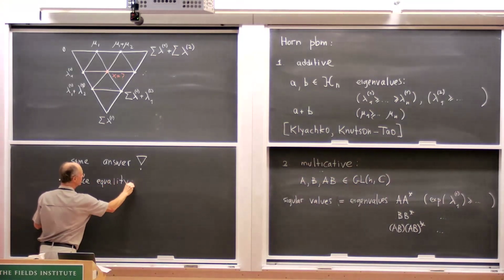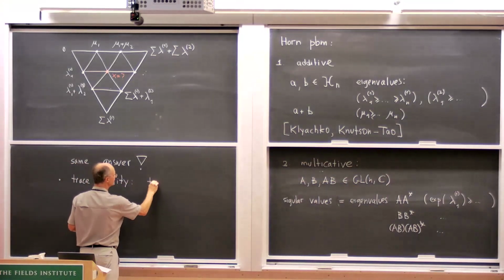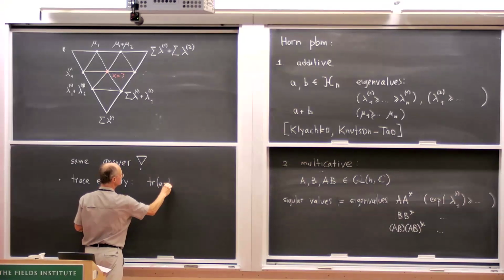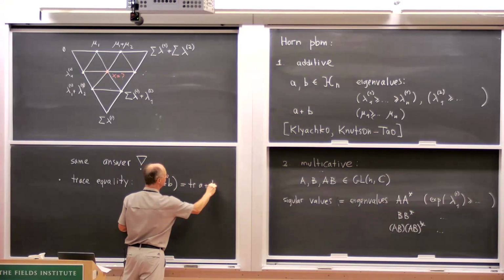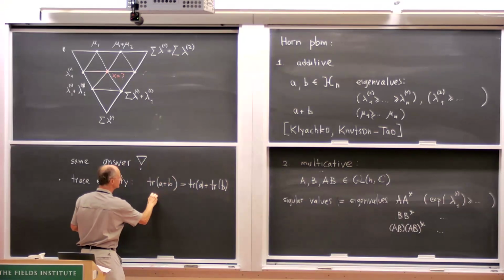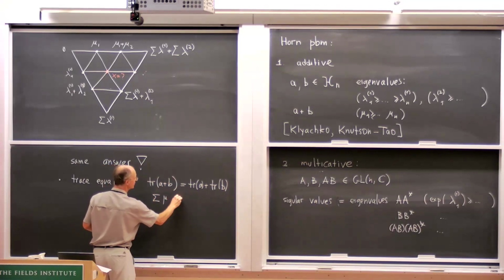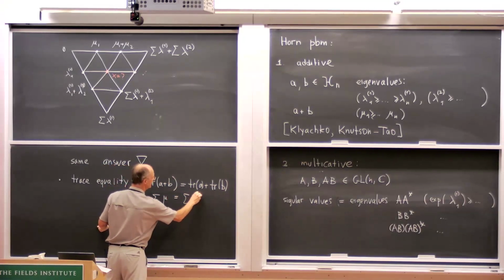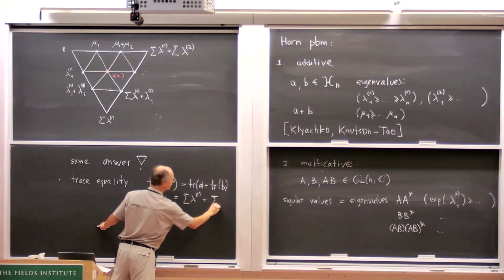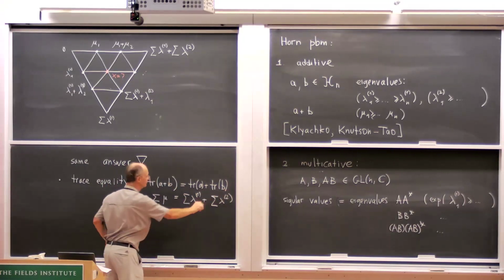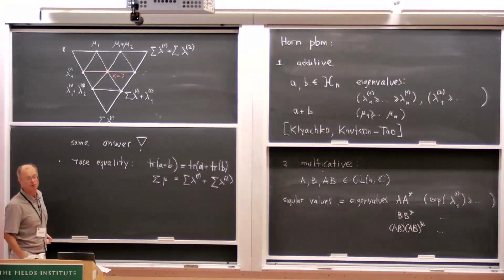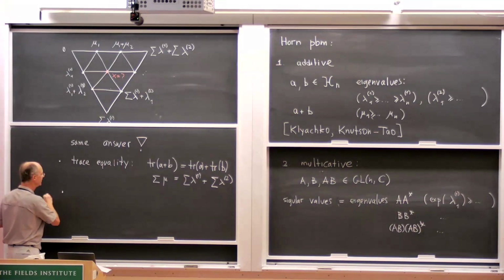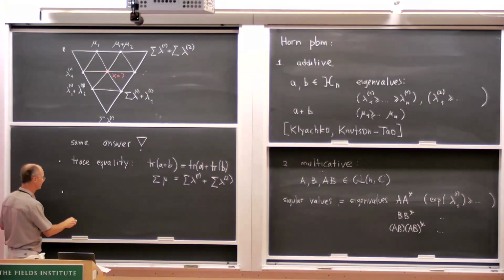The trace equality that one needs to check, say in the case of the additive problem, we know that the trace of AB is trace of A plus trace of B. And this of course means, right, that the sum of mu's should be equal to the sum of lambda 1's plus the sum of lambda 2's, right? So that's the equality that should be verified. And then there is a number of inequalities.